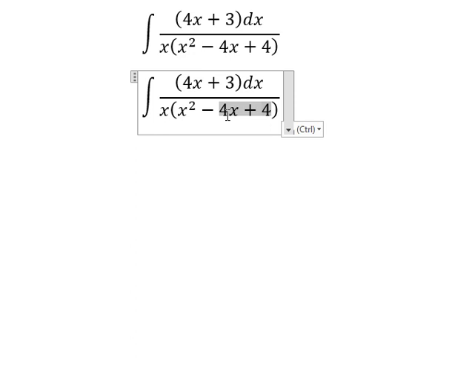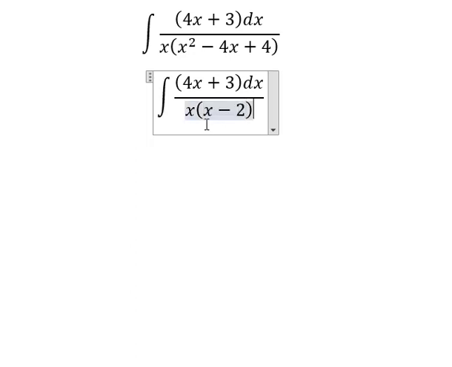This one is about identities. So we put (s minus 2) everything to the power of 2.